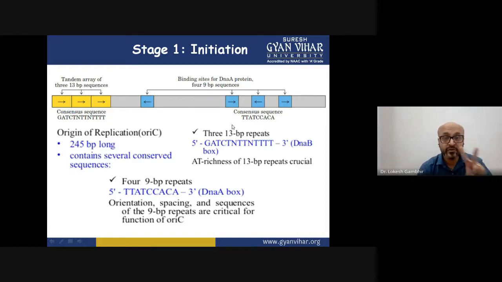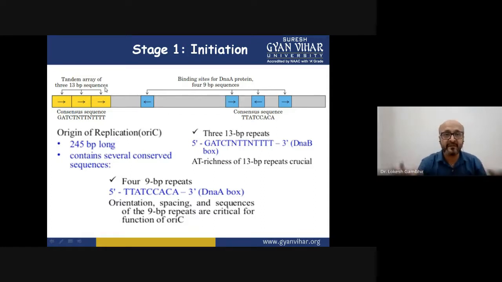Now these two consensus regions are responsible for initiating the DNA replication. Now what is happening? There are two different proteins. One protein is called DNA A and another is called DNA B. Now DNA A will come and bind to this particular 9 base pair repeat sequence, whereas DNA B is specific for binding to these 13 base pair repeats.